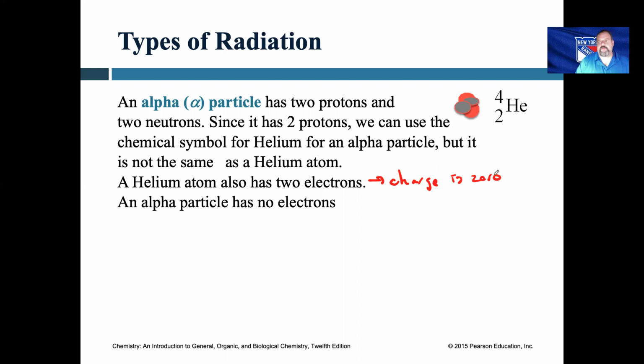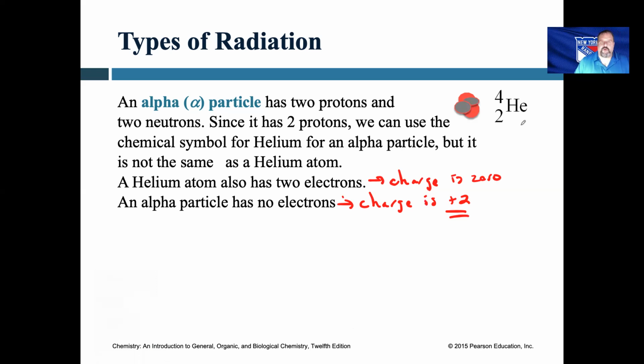A helium atom would also have 2 neutrons as well. Don't want to forget about that. An alpha particle has 2 protons, 2 neutrons, but it has no electrons. The unstable nucleus releases 2 protons and 2 neutrons in this alpha particle. There's no electrons present. So for an alpha particle, the charge is +2. So we use the chemical symbol of He for an alpha particle because, in theory, it has an atomic number of 2.